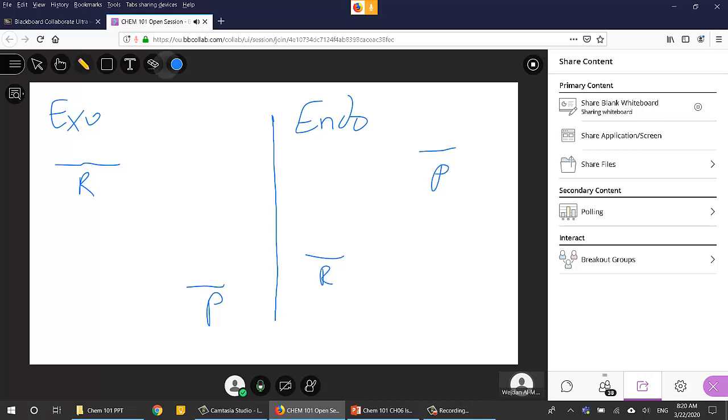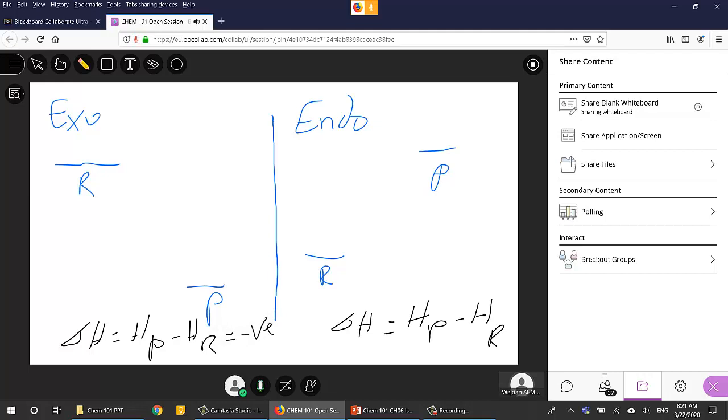So delta H for exothermic is the enthalpy of the products minus the enthalpy of the reactants. Same thing here. Delta H is equal to the enthalpy of the products minus the enthalpy of the reactants. And if you notice in the exothermic, the products have lower value than the reactants, and that's why you get a negative answer. So negative is always exothermic. And for the endothermic, the products have higher values. Let's say the product is 100, the reactant is 50. So 100 minus 50 is 50, and that will give you a positive number.